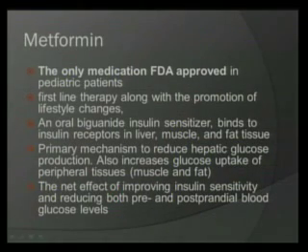It binds to insulin receptors in liver, muscles, and fat tissue, and the mechanism of action is twofold. The primary effect of metformin is to reduce hepatic glucose production, and metformin also increases glucose uptake of peripheral tissue in the muscles and fat, with the net effect of improving insulin sensitivity and reducing both pre- and postprandial blood glucose levels.